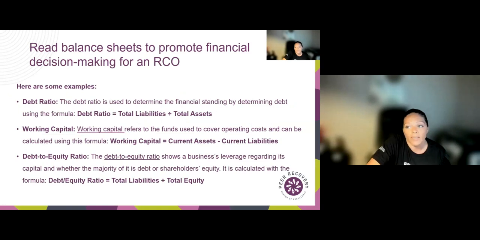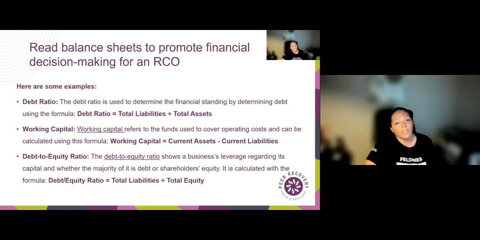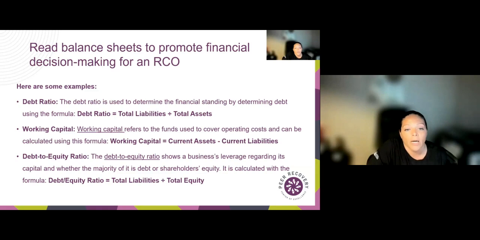One way of looking at it that may help it make more sense is here. So here you see the debt ratio is used to determine the financial standing by determining debt using the formula that you see here. Debt ratio equals total liabilities divided by total assets.